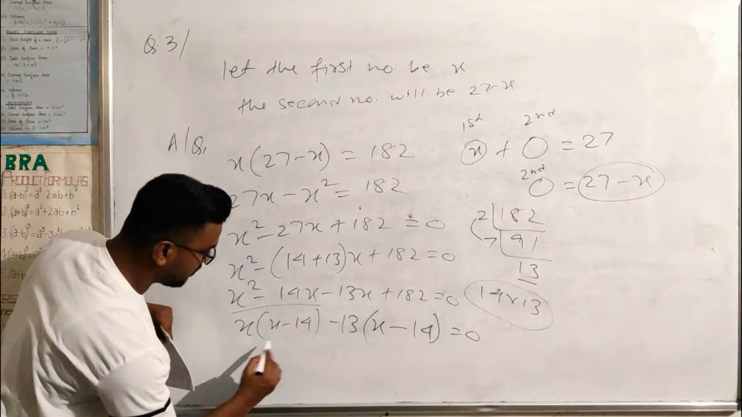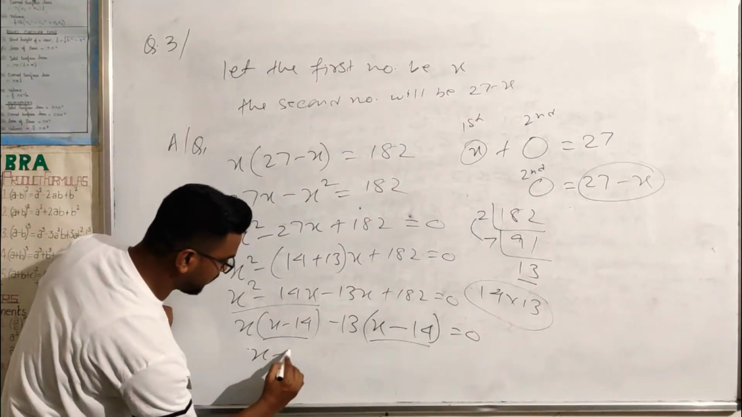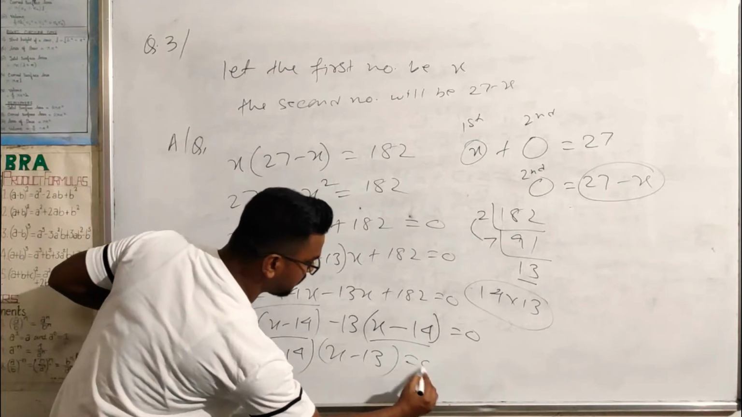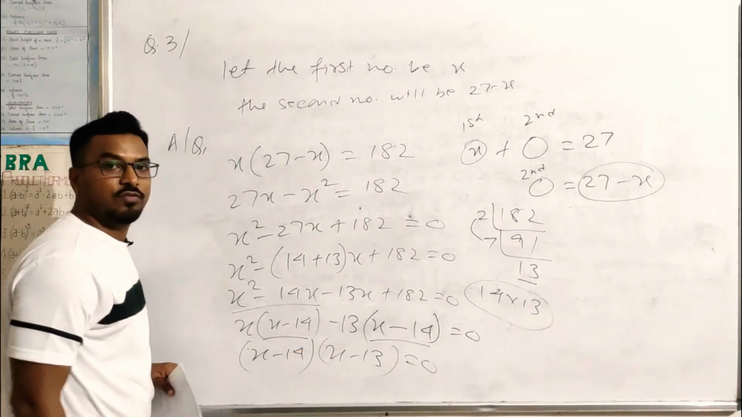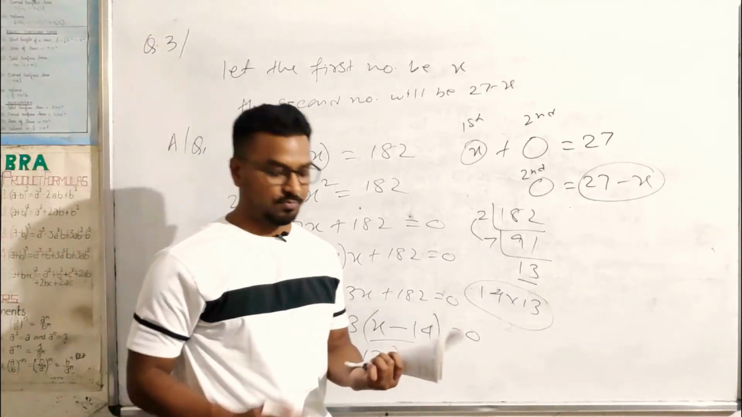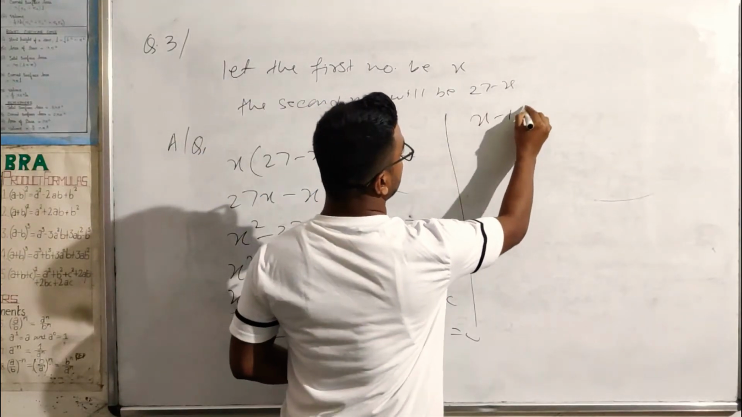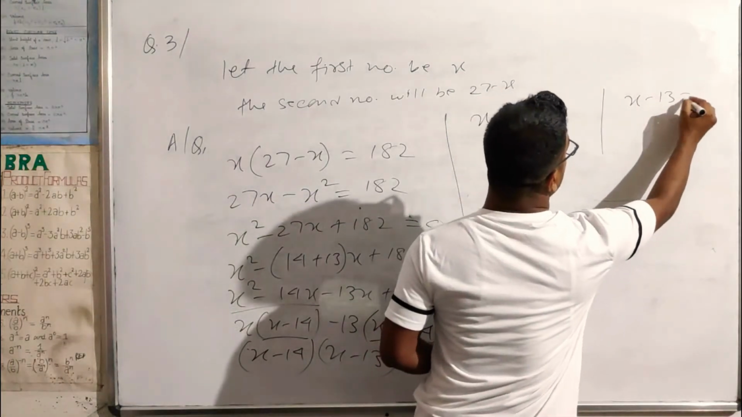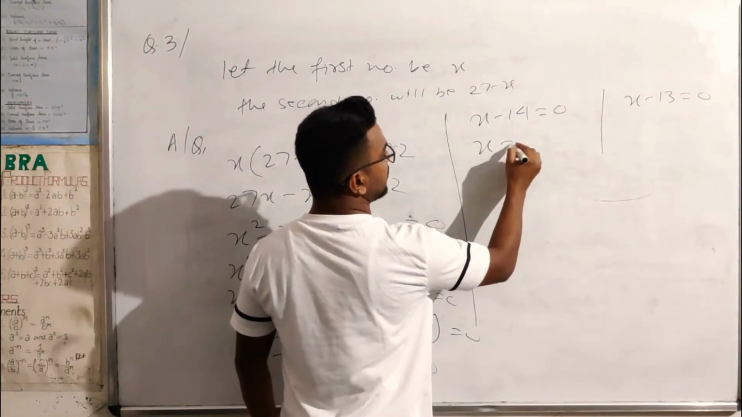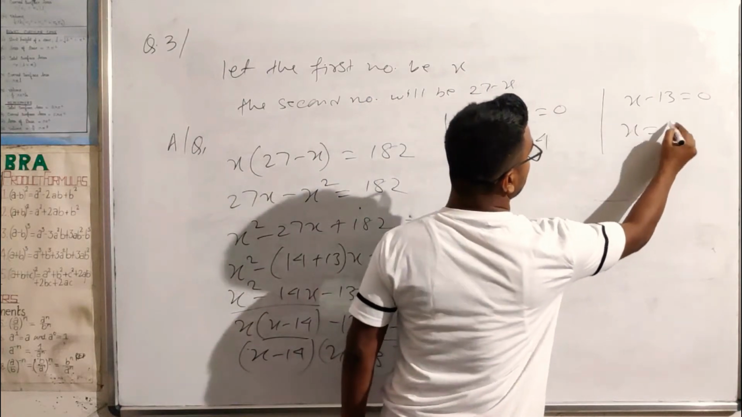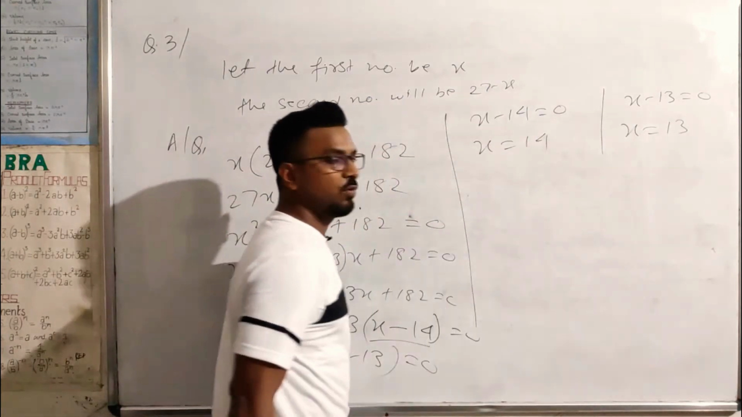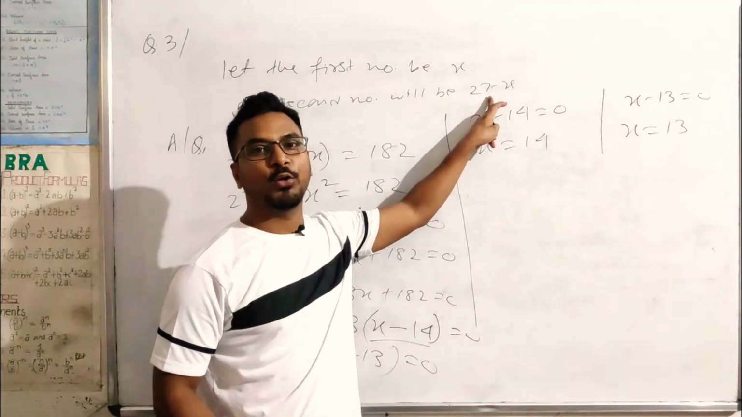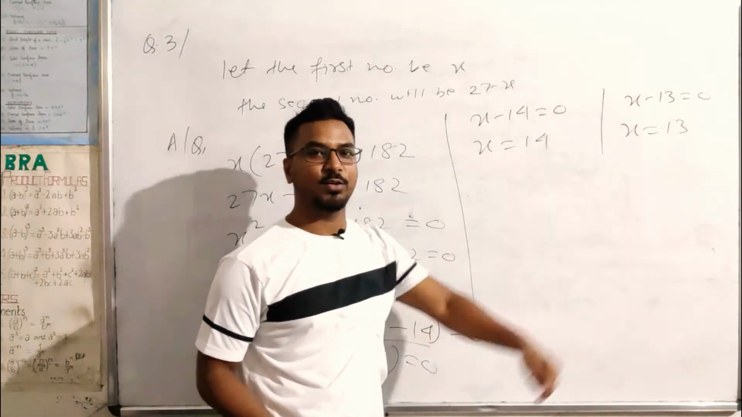So what are the factors? This is common. Take it out, x minus 14, and the other one is x minus 13 equals to 0. So these are the two factors. Now what we'll do, we'll compare with 0. So x minus 14 equals to 0 or x minus 13 equals to 0. So x equals to 14, and here x equals to 13. So what will be the first number? If the first number is 14, the second number will be 27 minus 14, that is 13.